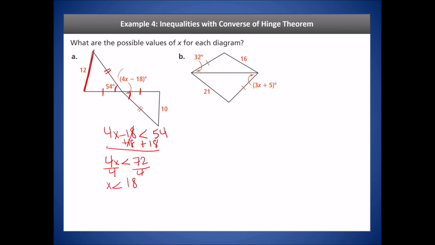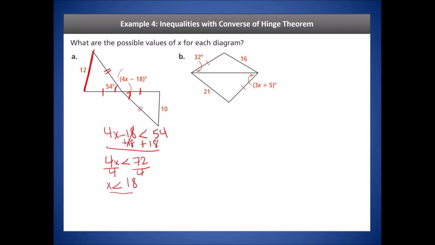Well, we know that for any triangle, the smallest angle that you can have is 0, and the largest angle that you can have for any triangle is just below 180. So the smallest is just above 0, like 0.1, and the largest is just below 180. In this case, we already have that x is less than 18, so that's already below 180. So therefore, what we want to look at is the greater than 0.